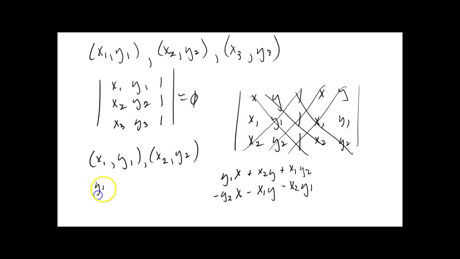Add all those together, you get y1 minus y2 times x, plus x2 minus x1 times y, is equal to, I'm just going to put it on the other side, x2, y1 minus x1, y2. I just moved it to the other side.